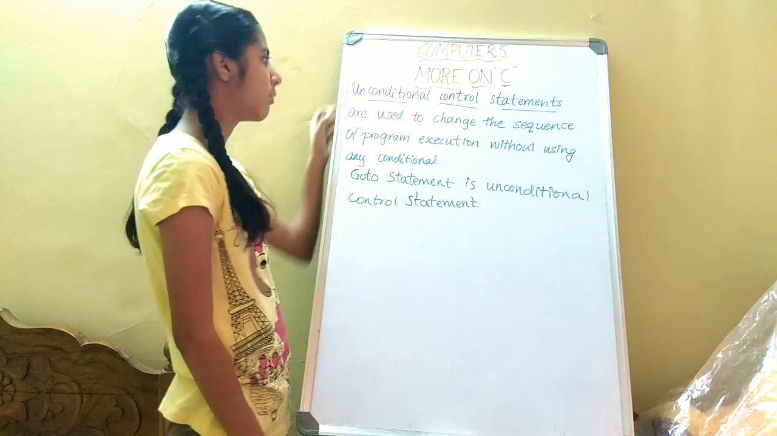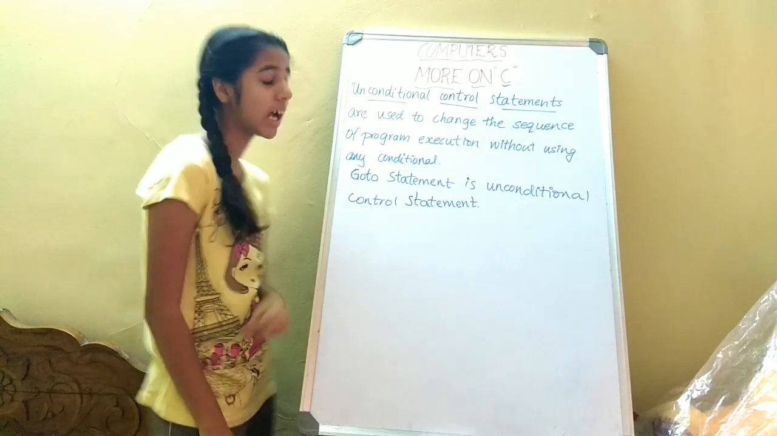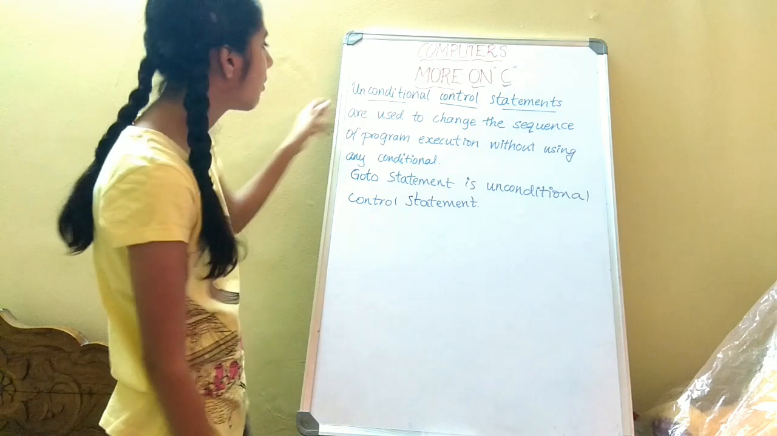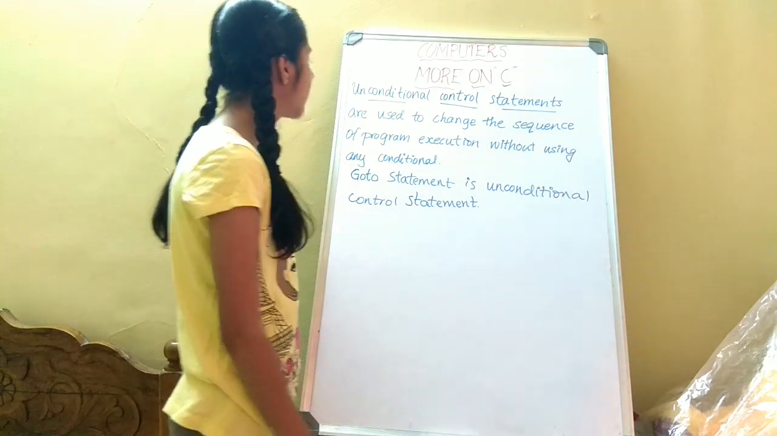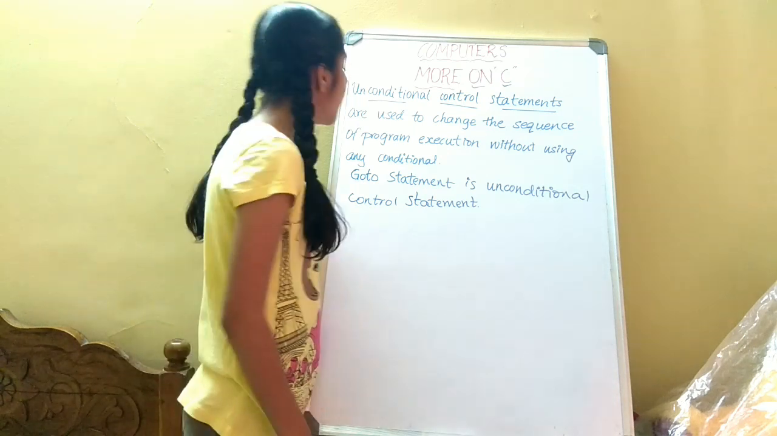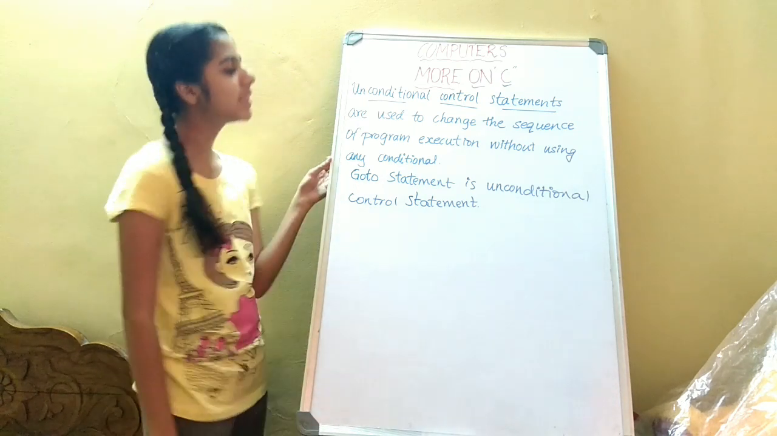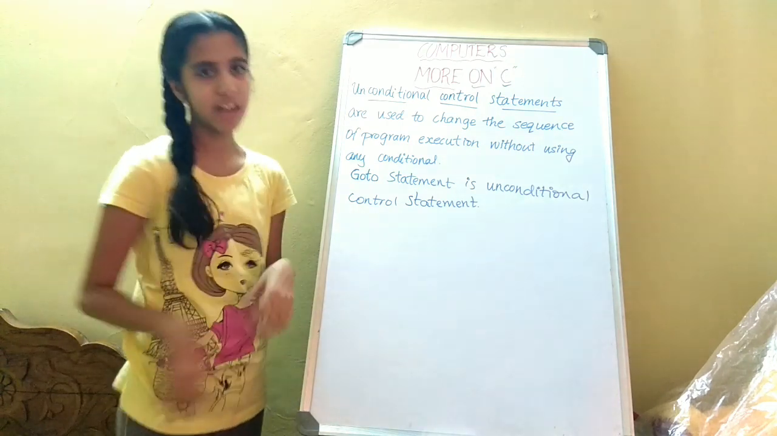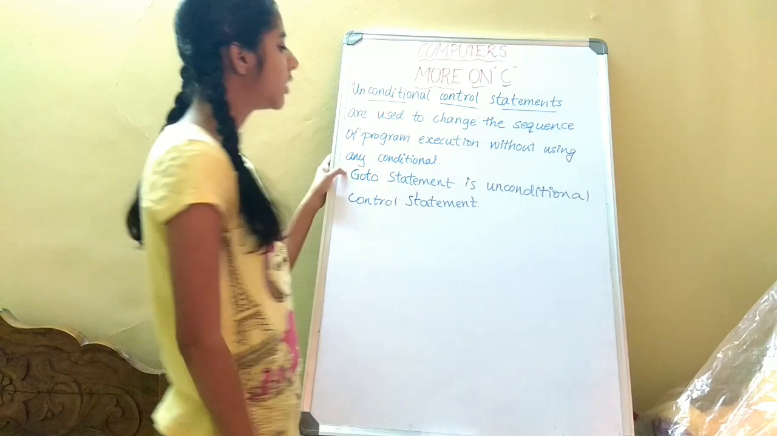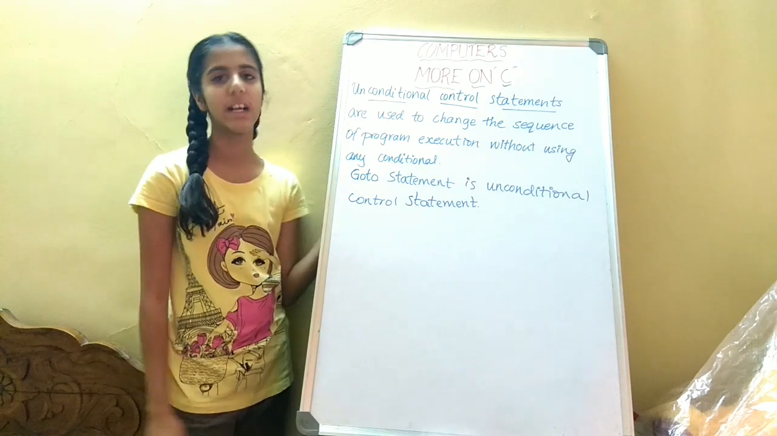Unconditional control statements. Now we have completed our conditional statements, and we will come to unconditional control statements. They are used to change the sequence of program execution without using any condition. So this is nothing but executing the program without using a condition. An example is goto. Now we will discuss the goto statement.